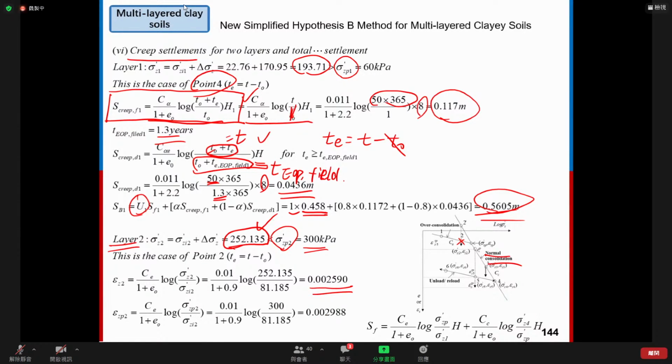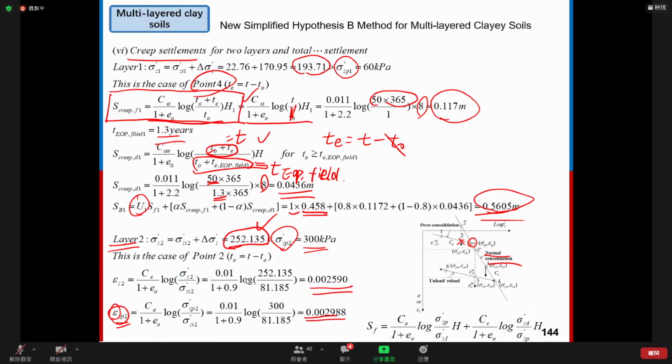Actually, we calculated already this value. And this one is the pre-consolidation stress, the corresponding strain, okay? The corresponding strain for the pre-consolidation stress state, okay?